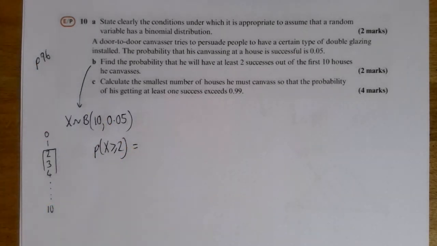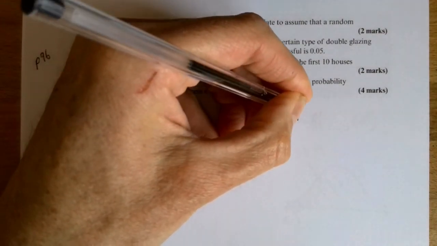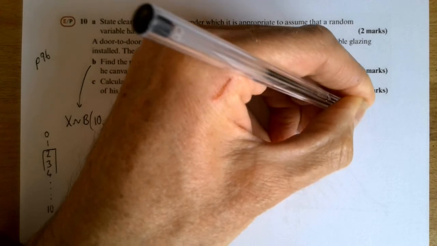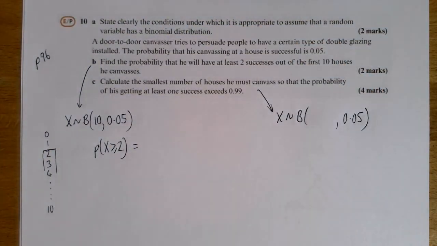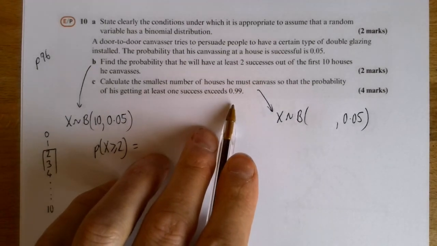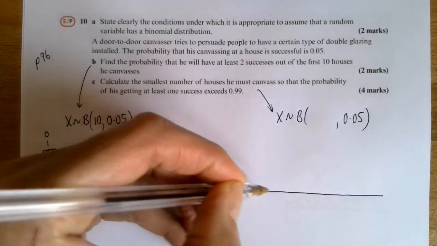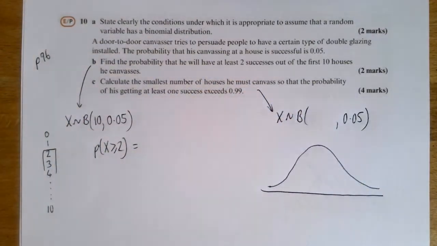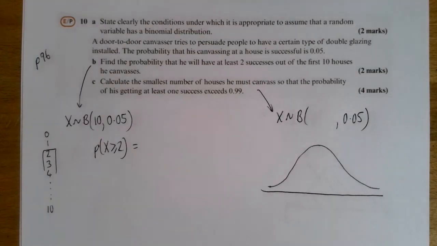We can easily do that on our calculator. I'll get you to do that in a minute. But in part C, we're not told how many doors he knocks on. In fact, we are asked to work out the number of doors he knocks on. We want to know how many doors he would knock on so that the probability of getting at least 1 success is 0.99. So I'm going to draw my sort of curve.